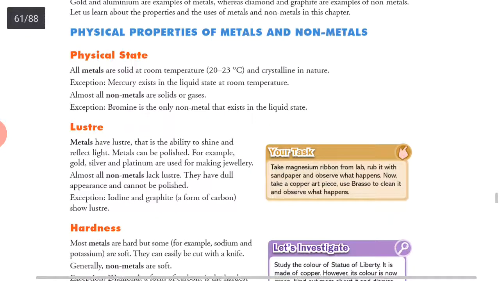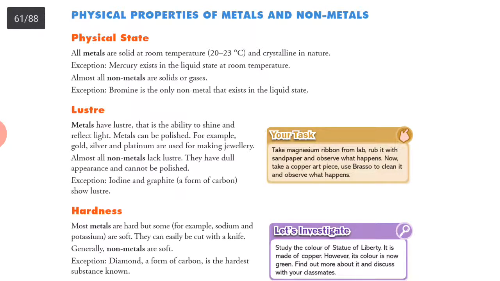Okay, luster. The next physical property is luster. Metals have luster. Luster means shining, means chamak. Metals have luster, that is the ability to shine and to reflect light. Metals can be polished. For example, gold, silver and platinum are used for making jewelry.